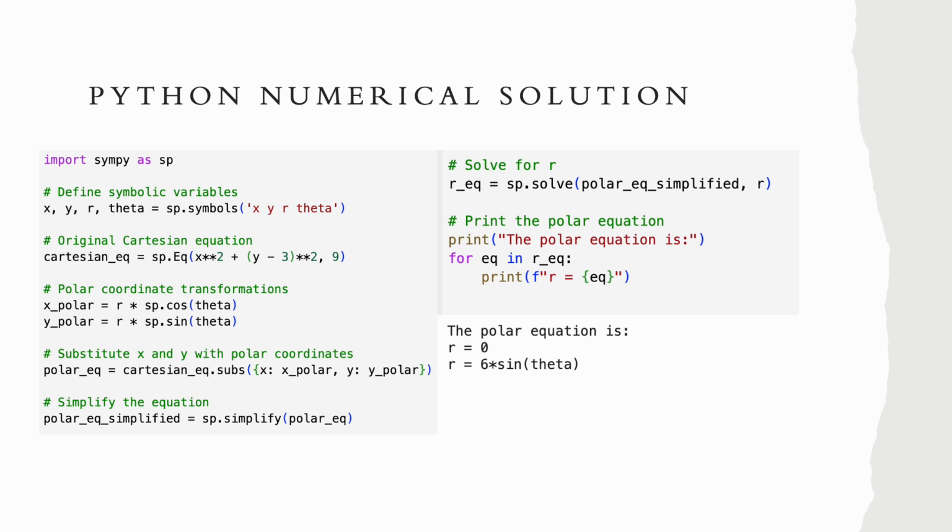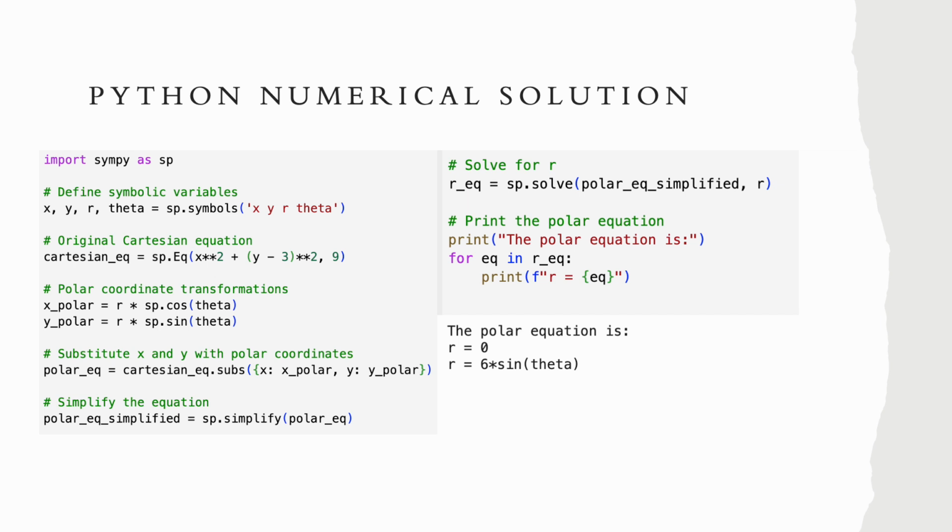Our third step is to define the Cartesian equation. The Cartesian equation of the circle is x squared plus (y minus 3) squared equals 9. We use sp.Eq to define this equation in symbolic form. Our fourth step is to define the polar transformations. The relationship between Cartesian and polar coordinates are x equals r cosine theta and y equals r sine theta.